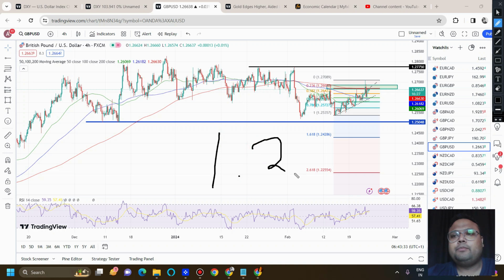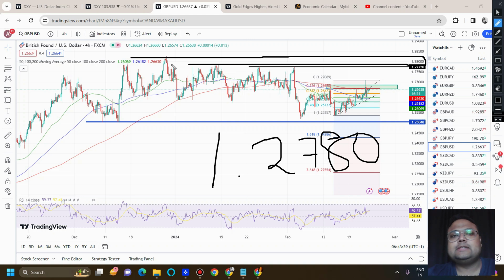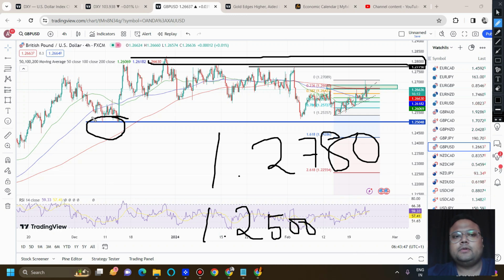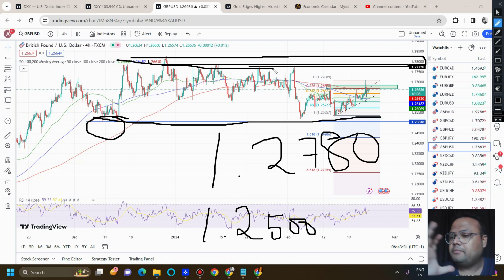We have 1.2780 at the top as the resistance, and at the bottom we have 1.2500 as the support. In this type of market, buy at support, sell at resistance is the best trading strategy. Okay, if you don't want any mess, then you just need to be patient.